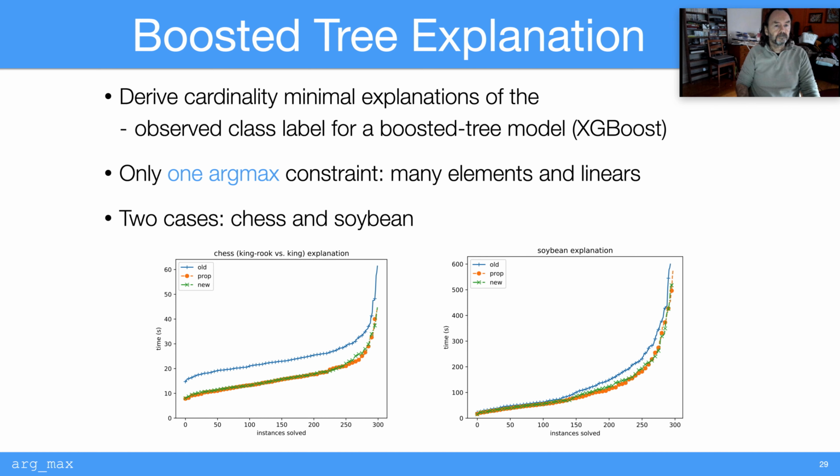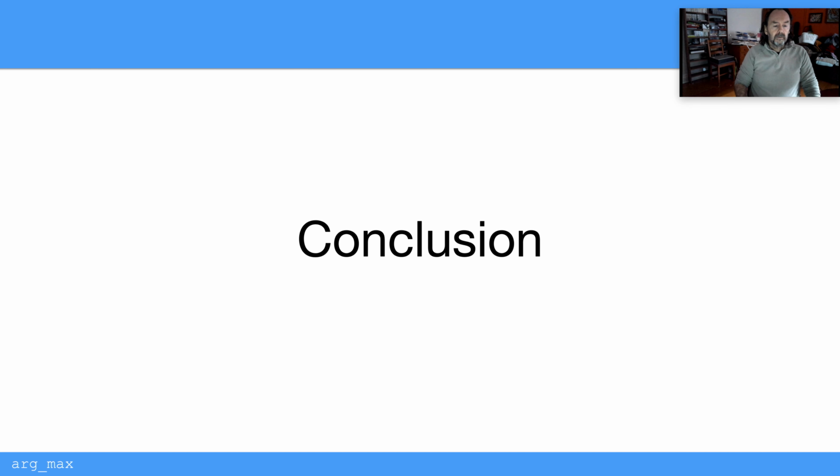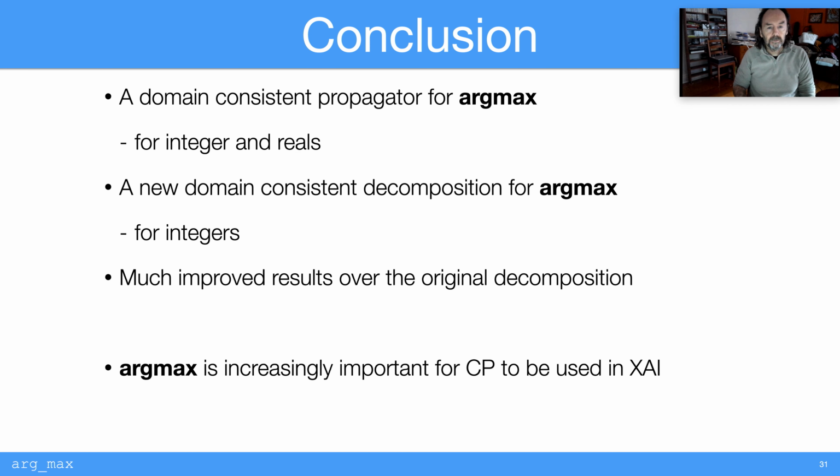So, to conclude, what have we done? Well, we've built a domain-consistent propagator for argmax, which works for both integers and reals, and a new domain-consistent decomposition for argmax for integers. And we can see much improved results over the original decomposition. And one thing we'd like to point out is argmax is really important if we want to use CP for explainable AI. And I think that's an important area that CP should be looking at for application.